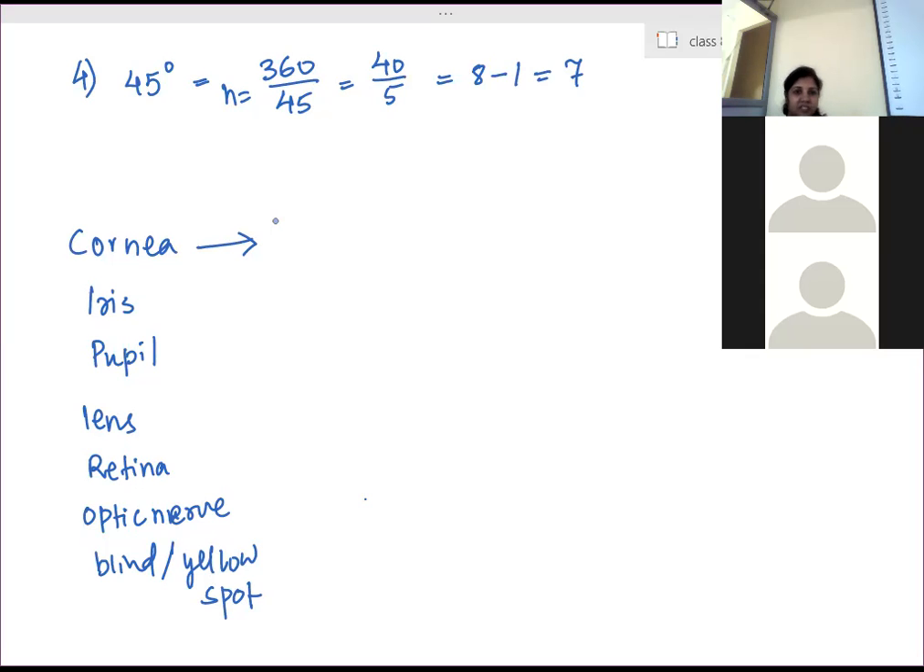Persistence means anything persists, stays for a longer duration. So any image formed by the lens will stay on the retina for 1 by 16th second, which is 0.09 seconds. For this much duration, the image stays. So this phenomenon is called persistence of vision. Vision means the image formation, seeing. We are able to see any object for 0.09 second.